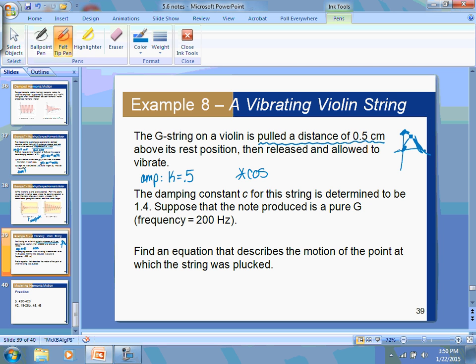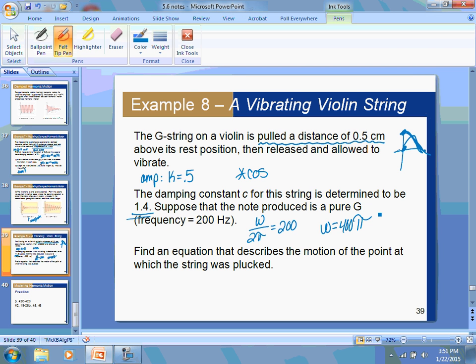Okay, let's continue on here. The damping constant is 1.4, so they told us that. And then suppose that the note produced is a pure G, which has a frequency of 200. That means they took W divided by 2 pi and got 200 when they simplified that. So now we multiply both sides by 2 pi so that W equals 400 pi. So there's our value for W. That's what that last piece of information told us.